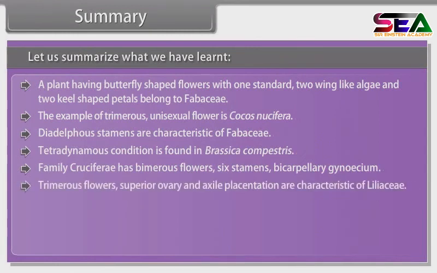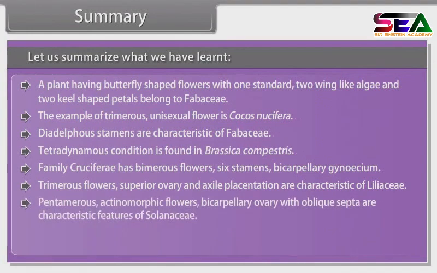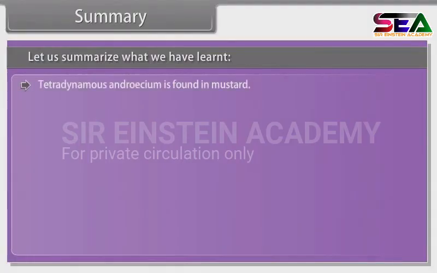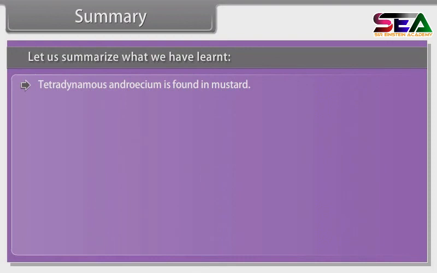Trimerous flowers, superior ovary and axile placentation are characteristic of Liliaceae. Pentamerous, actinomorphic flowers, bicarpellary ovary with oblique septa are characteristic features of Solanaceae. A flower which can be divided into halves in only one vertical plane is called zygomorphic. Tetradynamous androecium is found in mustard. Synandrous condition is the fusion of both filaments and anthers.